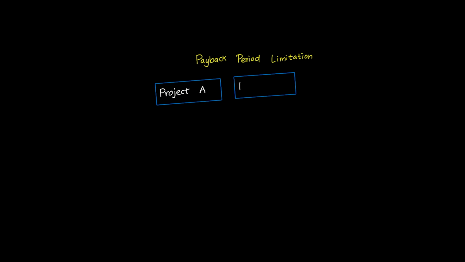This scenario reveals a critical limitation of the payback period method. Imagine you're comparing 2 investment projects. Both have identical payback periods of 4 years, meaning both recover their initial investment in exactly 4 years. But here's where it gets interesting. Project A continues generating substantial cash flows for 6 additional years after payback, years 5 through 10. Project B, on the other hand, ends at year 4, generating nothing after payback.